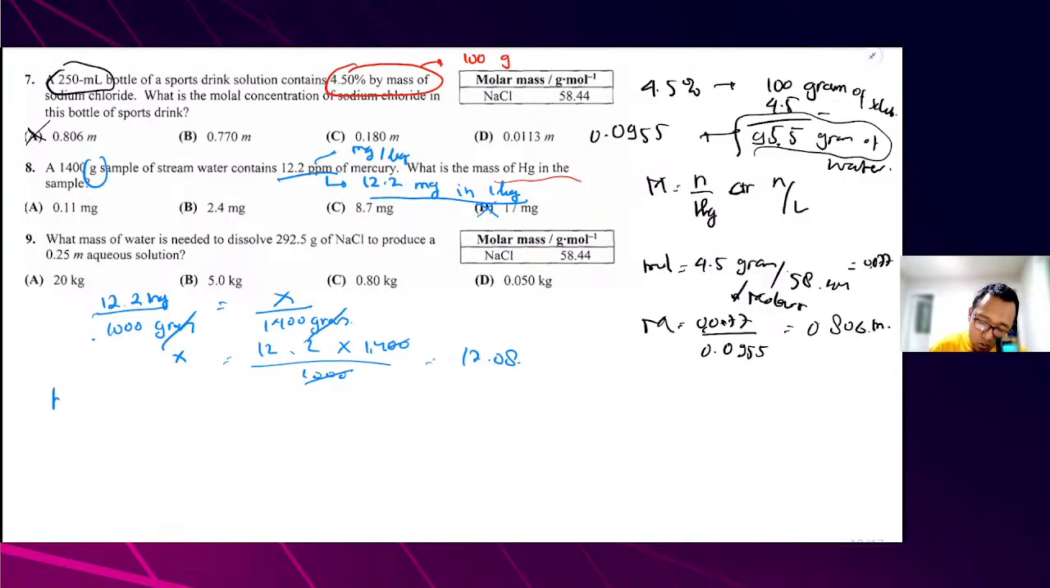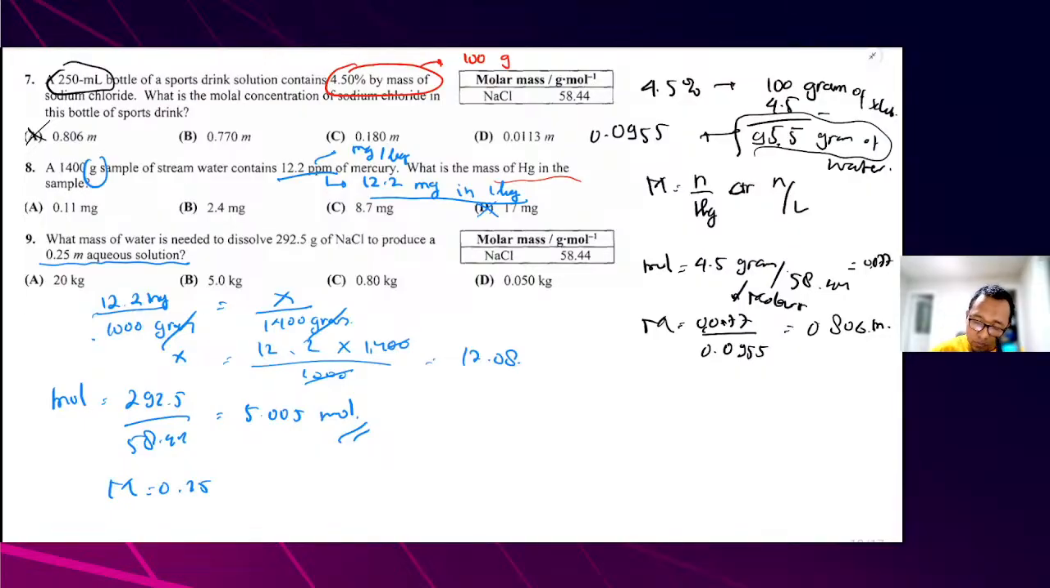Okay, now let's take a look at the mole first. 292.5 divided by 58.44. So the answer is around 5.005 mole. Okay, and then to produce 0.25 molality, the molality itself is 0.25.